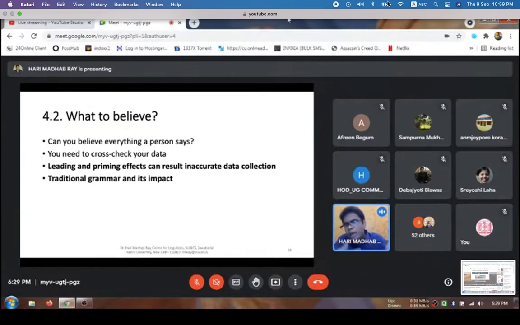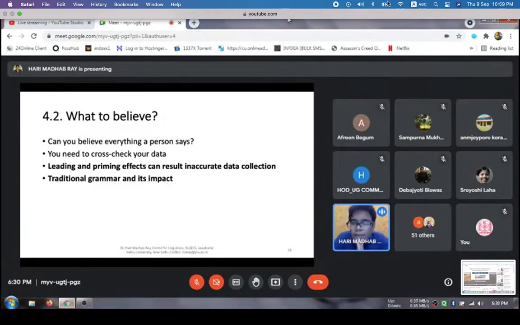Another thing is traditional grammar and its impact. If you are working on a lesser known language, there is a prestige attitude. Many people think that you are asking something, so they try to give you the standard language, but you are not working on that standard language. They want to give their data in that standard language. You see, that is the whole thing with traditional grammar and its impact.